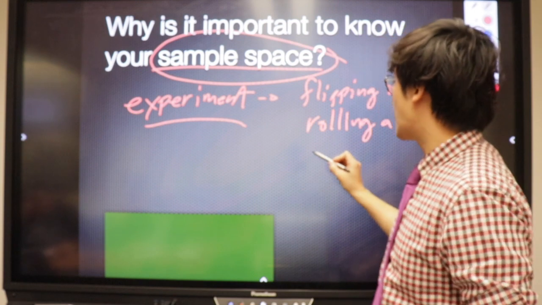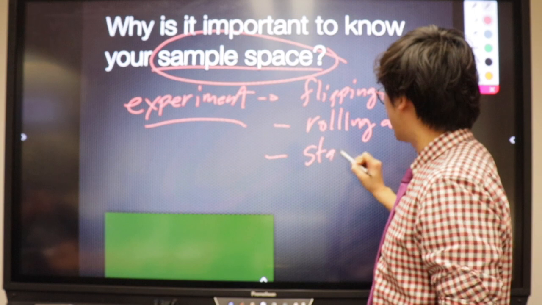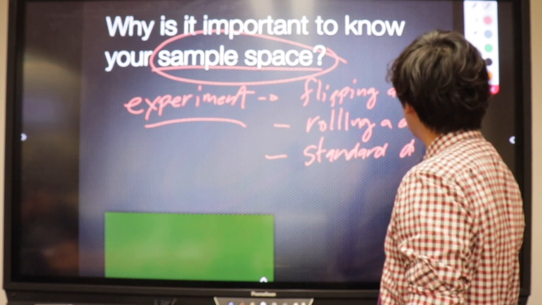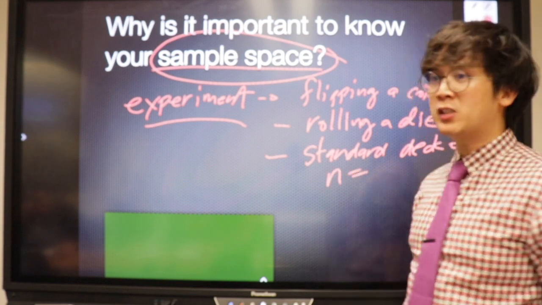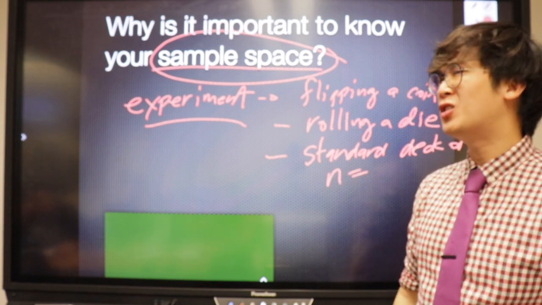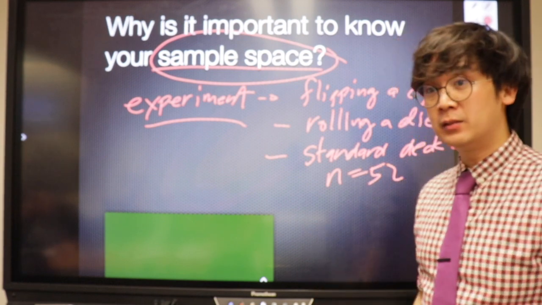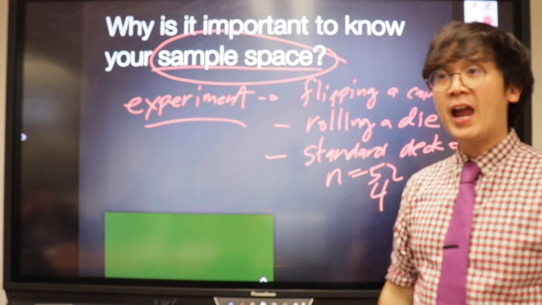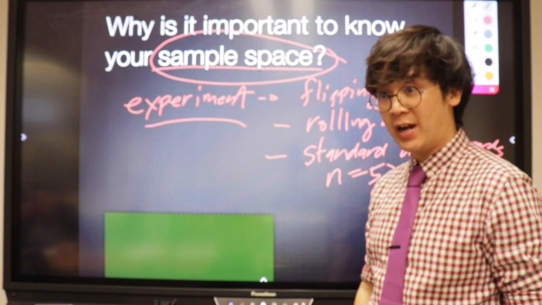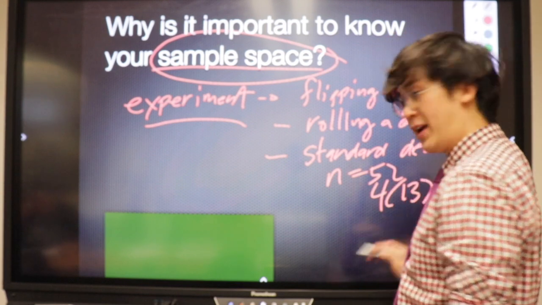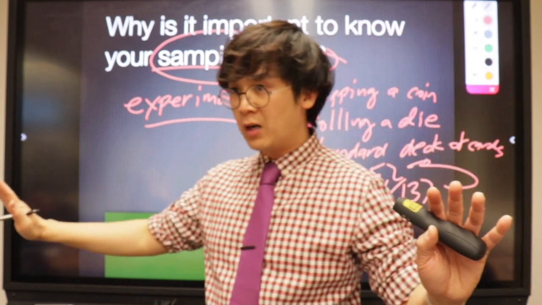What about if our experiment is using a standard deck of cards? What will be your sample space in a standard deck of cards? How many cards do we have? 52. Because how many suits do we have? 4 suits. And for each suit, there are 13 different cards, right? And that's why we have 52. Alright, so we're clear about sample space.